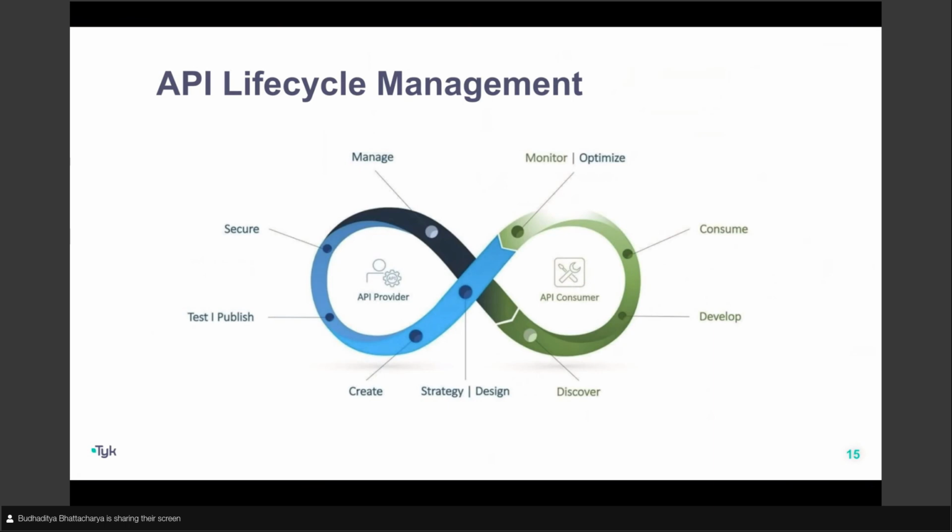And they go through this entire journey of managing, securing, testing, creating, designing, discovering, developing, consuming. All of these parts are where an API management platform, or an API gateway to a certain extent, but an API management platform at large, could help you out.